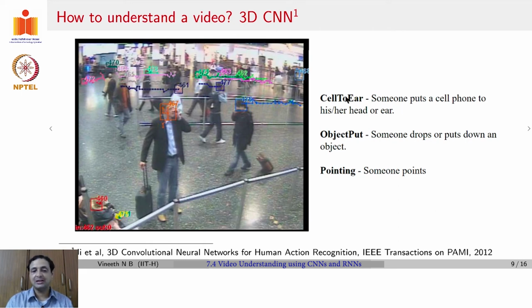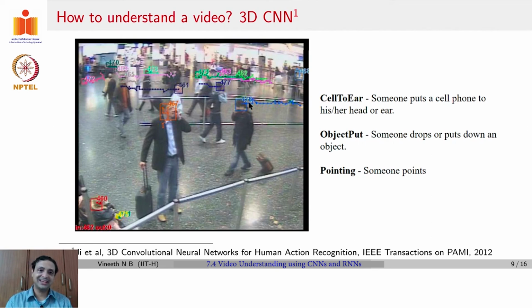Certain actions that they had in the dataset was to check if there was a cell to ear action where someone puts a cell phone to their ear, or to find an action where somebody left behind an object in a public environment, or when someone points to another person. So you can see here, if you observe carefully, that for each of these boxes, there is also a trajectory that follows. So if you looked at this particular box here, you would see there's also a trajectory which shows the previous frames and the positions in the previous frames that led to this particular outcome on this frame, and also a probability or a score rather of the outcome.